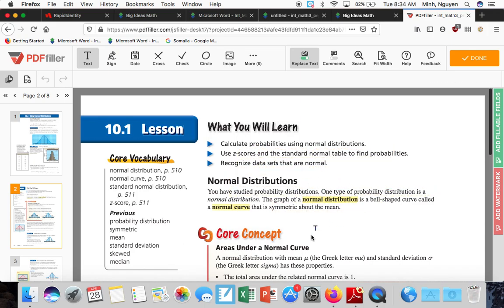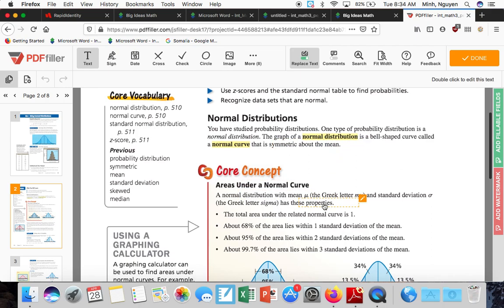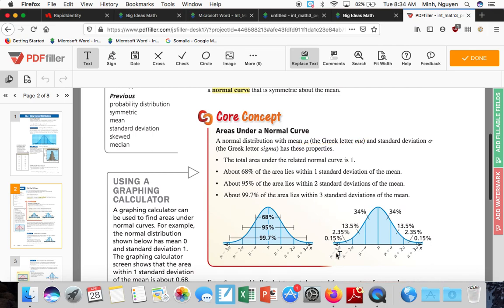So what does this normal mean? The graph of a normal distribution is a bell-shaped curve called the normal curve that is symmetric, or the same on both sides, about the mean. So it's the same on both sides around the mean, or the average. If we look here, this is the bell-shaped curve.